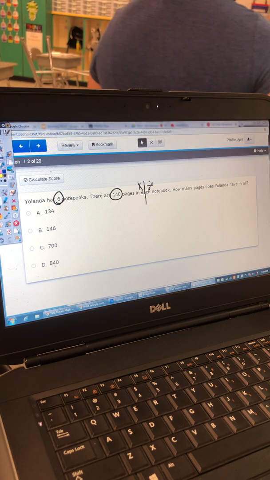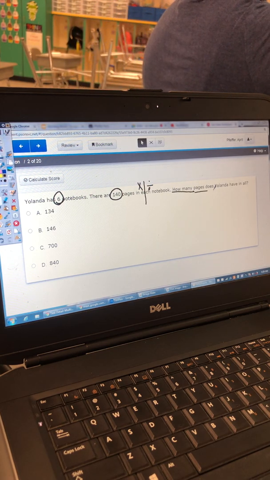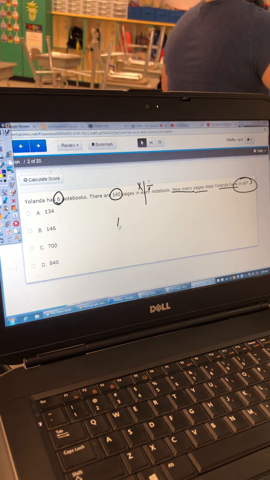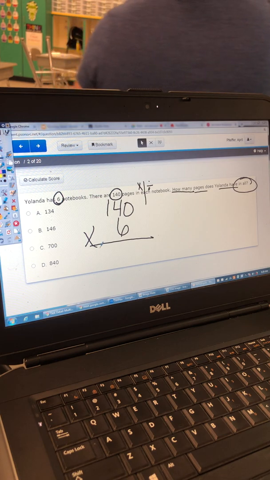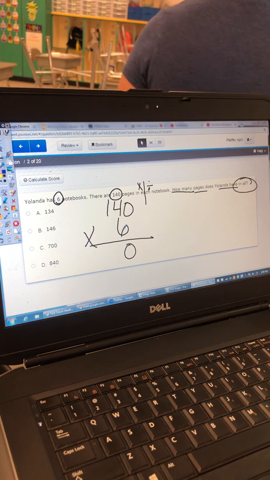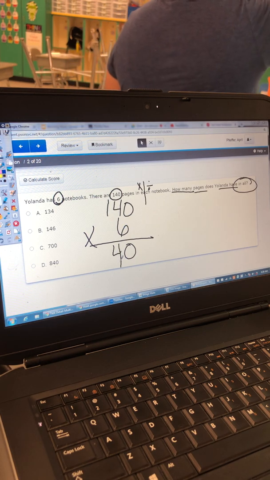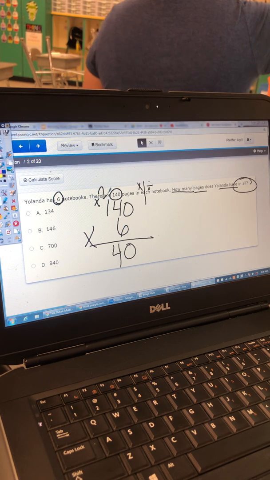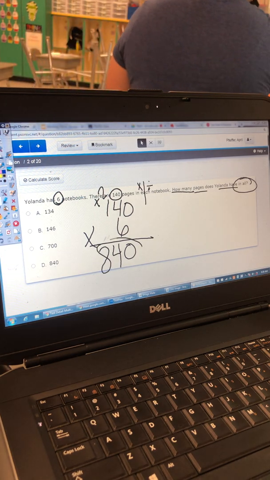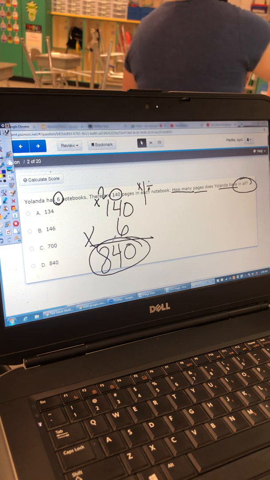How many pages does Yolanda have in all? So she has 6 notebooks. Each one of them has 140 pages in it. We need to multiply. 0 times 6 is 0. 6 times 4 is 24. Put down my 4, regroup my 2. 6 times 1 is 6, plus 2 is 8. 840.